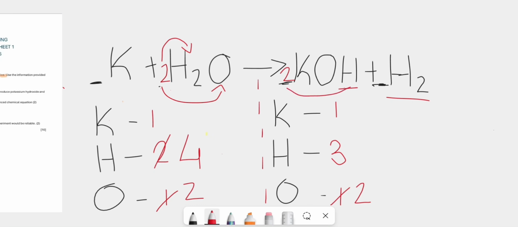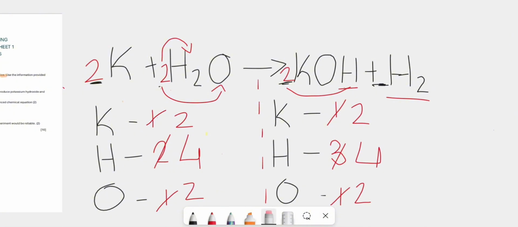Our H's are also balanced, because now it will be 2 times 2, which is 4. But our K's will be 2. So what we need to do is balance this side and put a 2 there. If we put a 2 there, then this will be balanced. Basically, you have balanced your whole equation. Therefore, your balanced equation would be 2K plus 2H2O forms 2KOH plus H2. Hopefully that's understandable, what I did here.